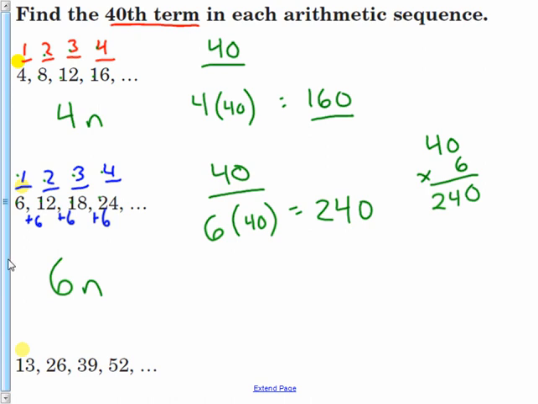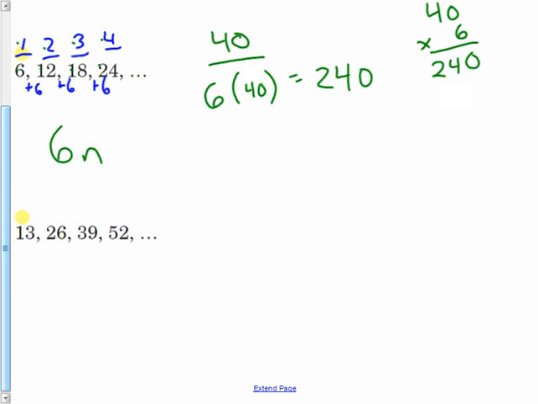Using an algebra expression to describe the pattern, and then using that pattern to skip ahead to predict any number in the sequence without having to make the entire list. Let's do it one more time. 13, 26, 39, and 52. I can see I'm going up by 13s. 13 plus 13 is 26. 26 plus 13 is 39. And 39 plus 13 is 52.